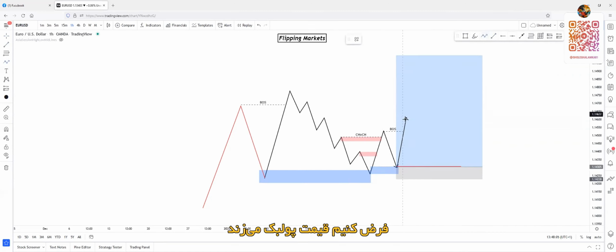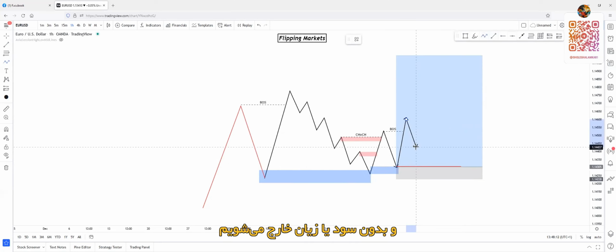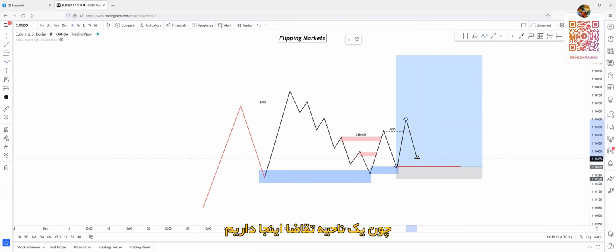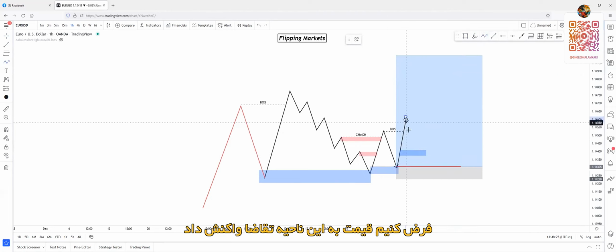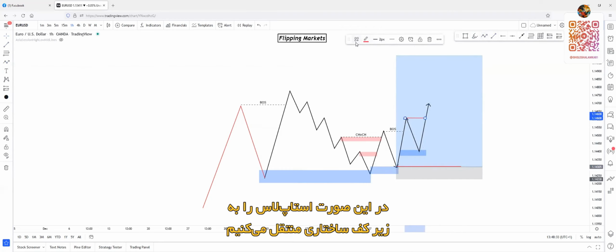Okay, let's say price creates a pullback. And after the pullback, if it hits the break-even level, we will get taken out of the trade with no profit and no loss. If price respects, for example, this demand zone, because we have a demand zone right here, sorry, I will just draw a demand zone right here. Let's say price respects this demand zone and reverses on it. After the next break of structure, so the break of this structural high, we will put our stop loss below the next structural low, the strong low.